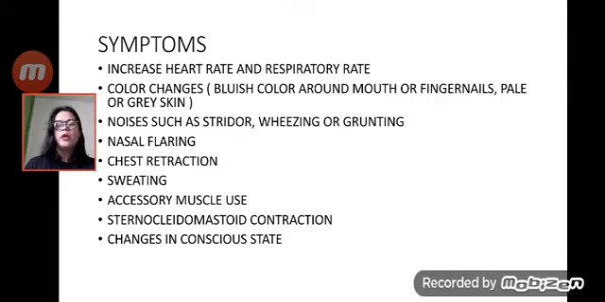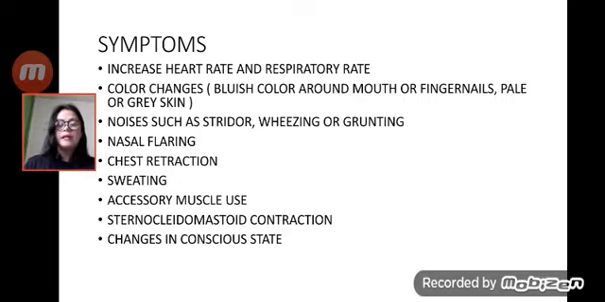Of course, there will be an increase in heart rate and of course the respiratory rate. Knowing that you have noted that there is an increase, as nurses you should also know the normal values for these vital signs. Then there will also be color changes, which is a bluish color around the mouth or the fingernails or fingertips of an infant, and pale or gray skin. And there are noises such as stridor, wheezing or grunting.